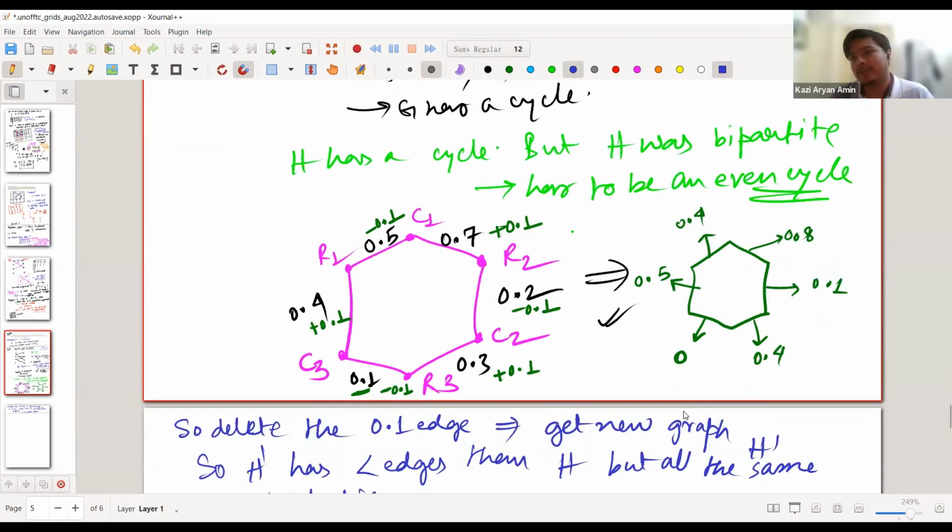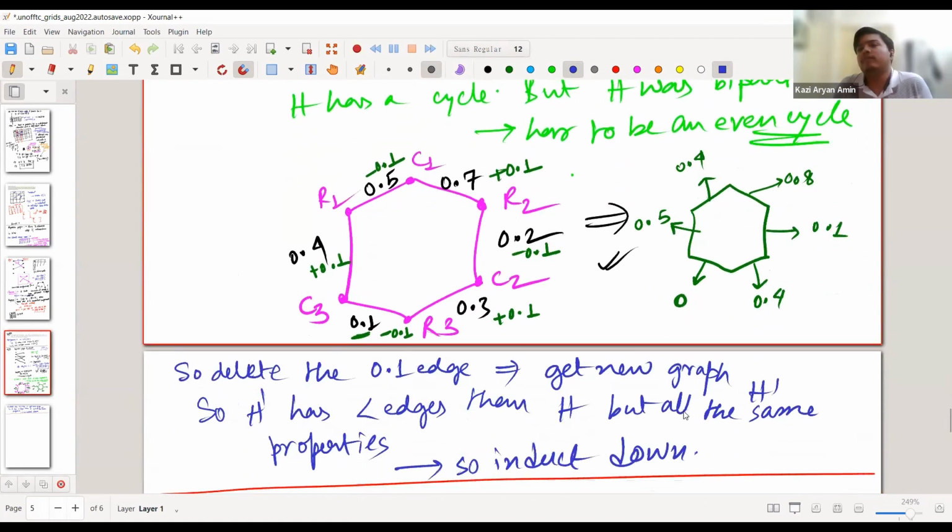So the main idea of the problem is that you alternately deduct and add the minimum edge weight in the cycle to all the edges of the cycle. So at the end of the process, you make one of the weights an integer. When you add and subtract the edge weight, the minimum one becomes an integer. You take its floor basically, right? And you get a new graph basically, right?